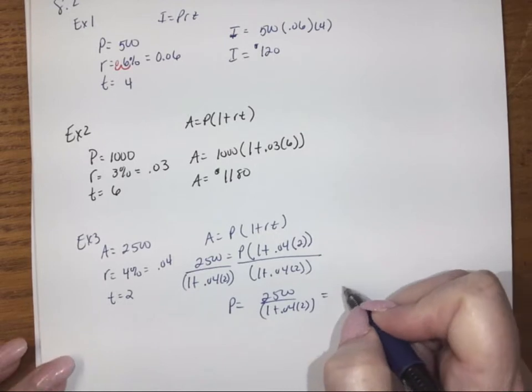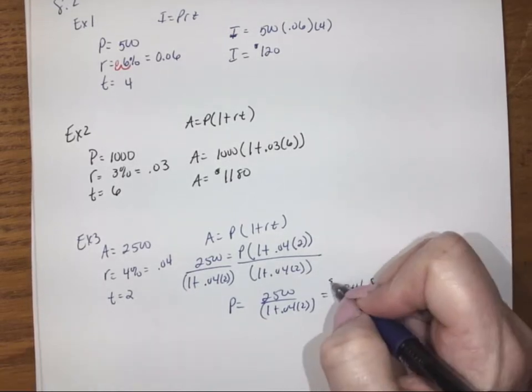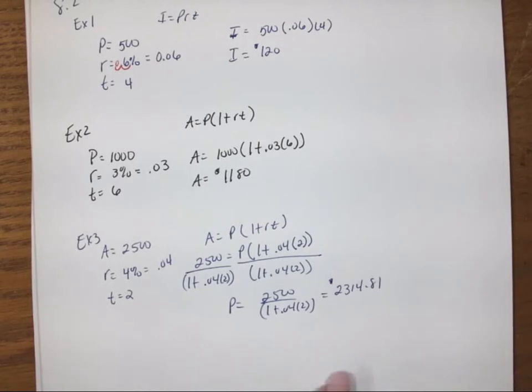And that should get you 2314.81. So that tells us right now we need to put in $2,314.81. It's because the interest rate is so low that we need to have most of our money in there. And we're only doing it for 2 years.